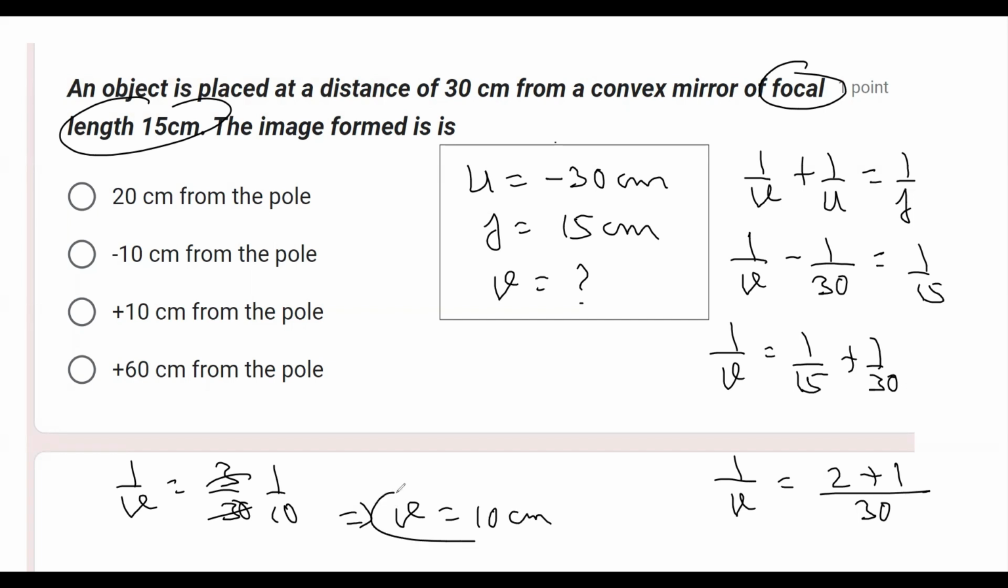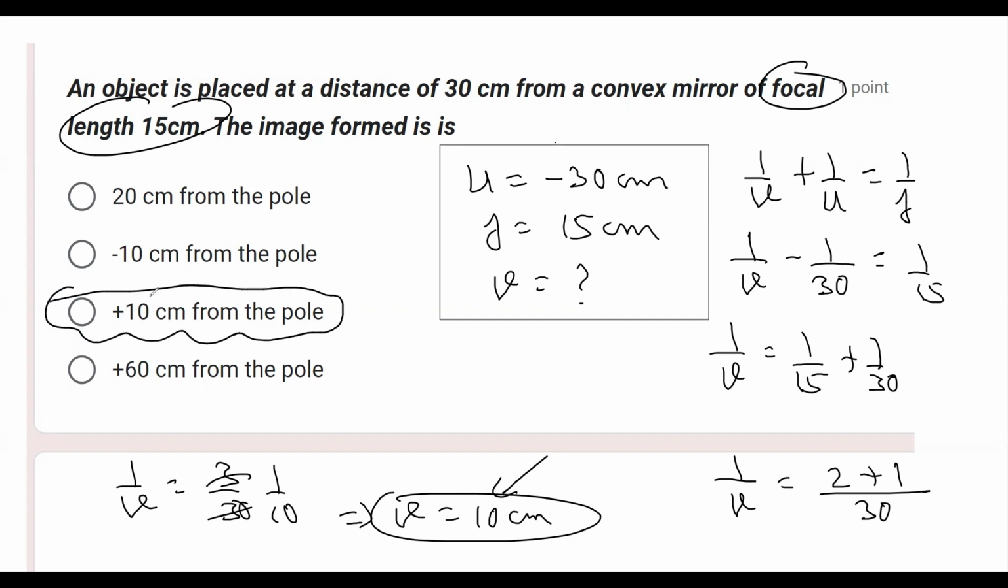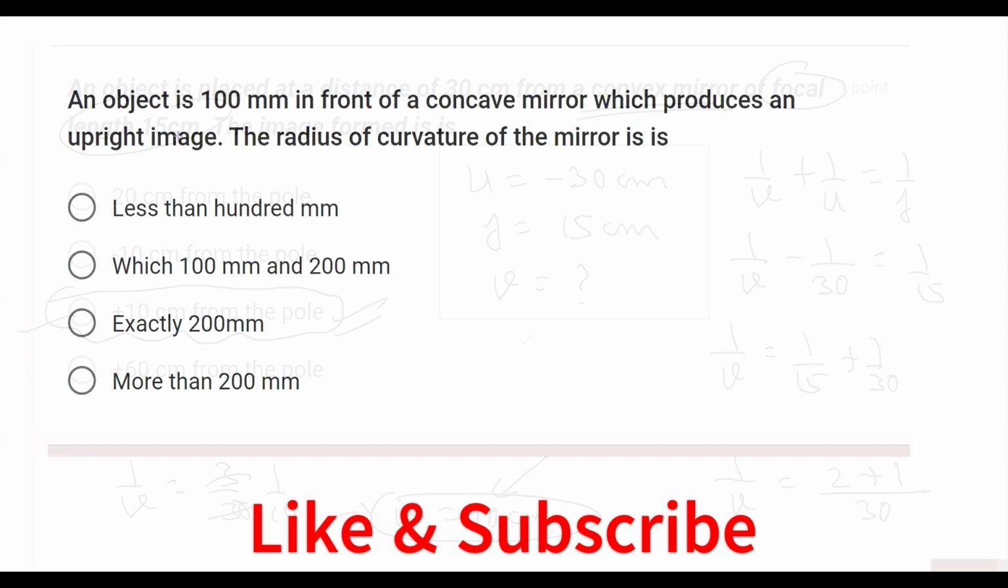Now, we have two things. First of all, we can figure out that the distance of the image from the pole is 10 centimeter, but this is positive, which implies that it is behind the mirror. And the sign here indicates this is positive. So we know that a convex mirror always forms a virtual erect image. That's why we will go for this option.